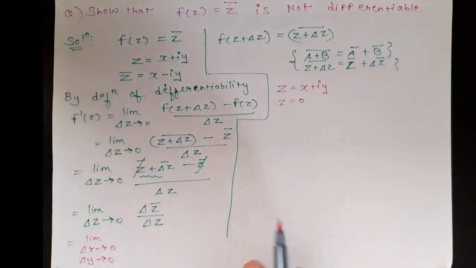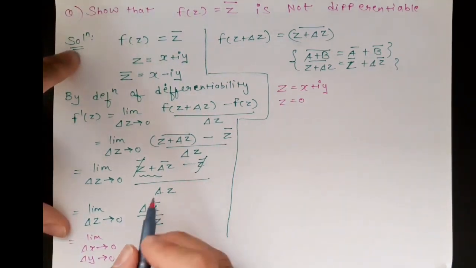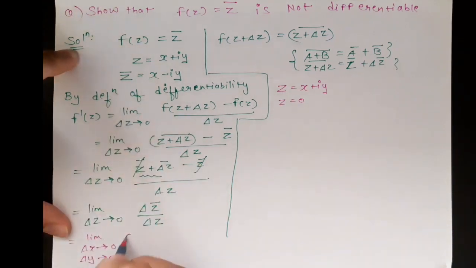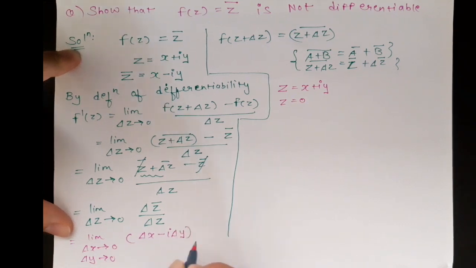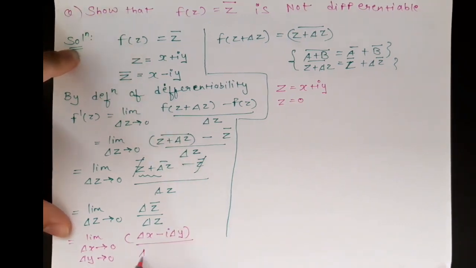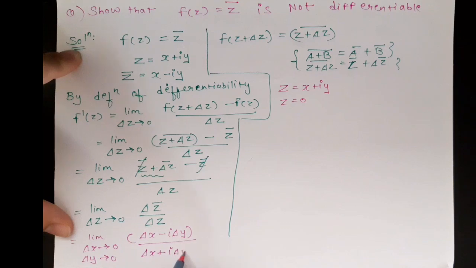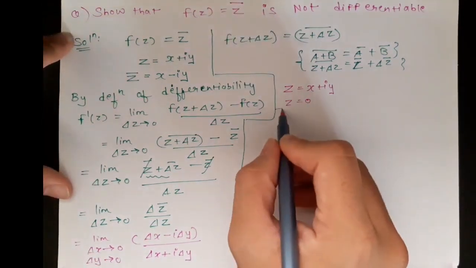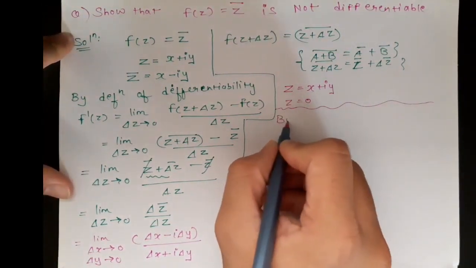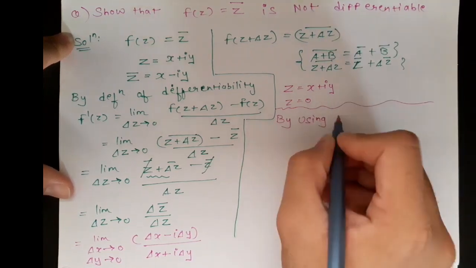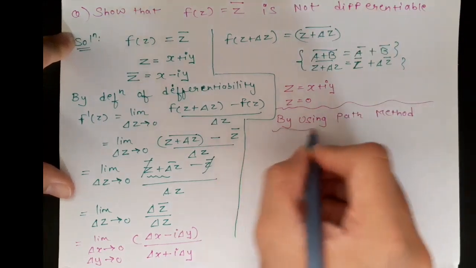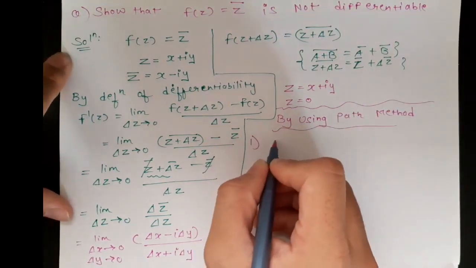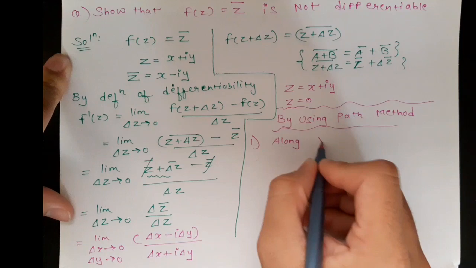So now converting delta z bar and delta z into x and y terms, what is delta z bar? Delta z bar will be delta x minus i delta y. And what is delta z? That is delta x plus i delta y. Okay, so now by using the path method, we can further solve. First, along the x-axis.